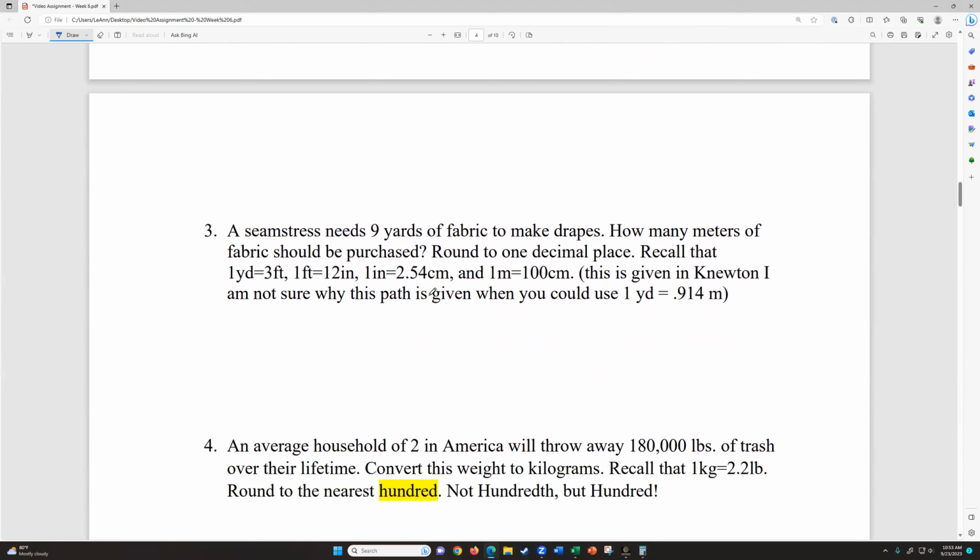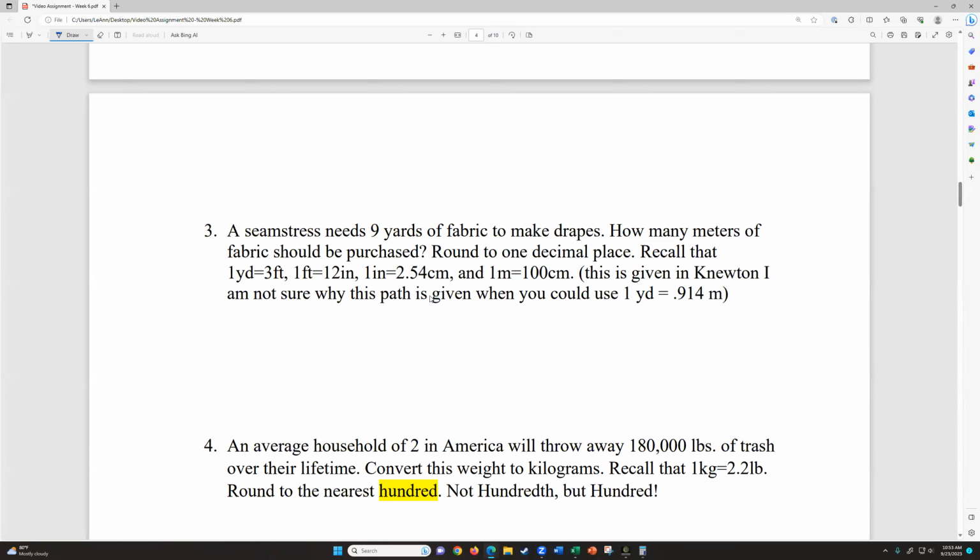Okay, let's look at another one. This one is like in your homework where they will actually give you a set of directions. But in this one, I did write a note. In Newton, they did it this way. They gave you all these connections, but there is an actual path directly from yards to meters. So honestly, that would be the better and quicker path.